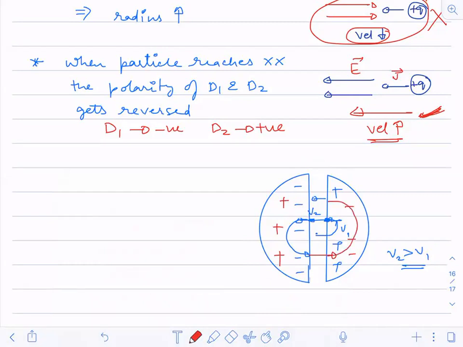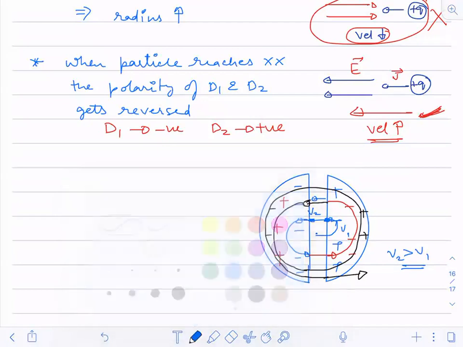Now again what will happen? Again the polarity gets changed. So this becomes negative, this becomes positive. Again this will move with a greater velocity, so again a greater radius. This way it will keep on moving like this. At one end, what will happen? It will come out. Understood?